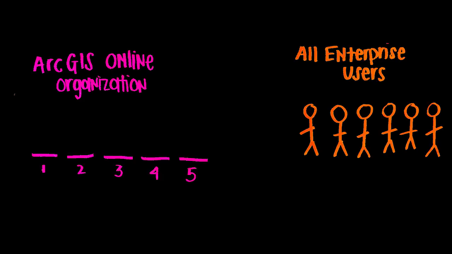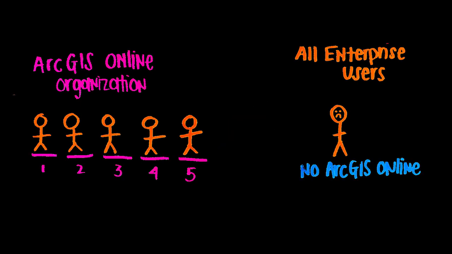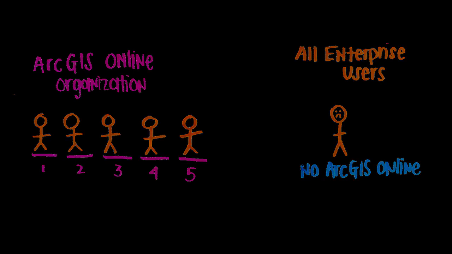Lastly, if you have more enterprise users than ArcGIS Online users, they will be granted access to ArcGIS Online on a first-come, first-served basis. For example, here we have 5 ArcGIS Online slots and 6 enterprise users. 4 of the users are already signed in and filled those slots. The last slot will go to whichever of the remaining 2 users signs in first. An account will not be created for the last user.